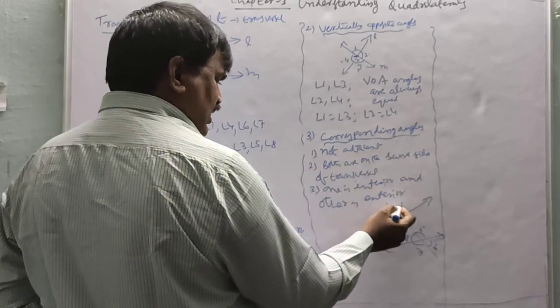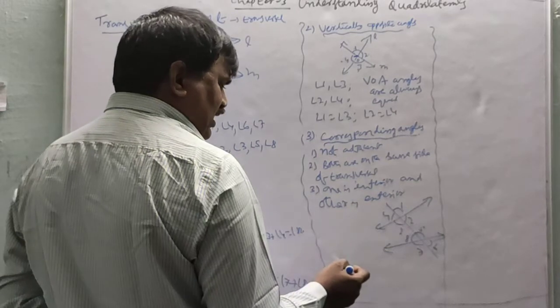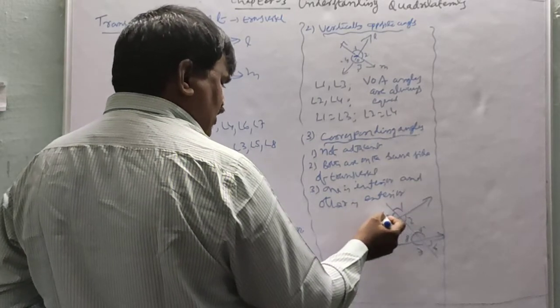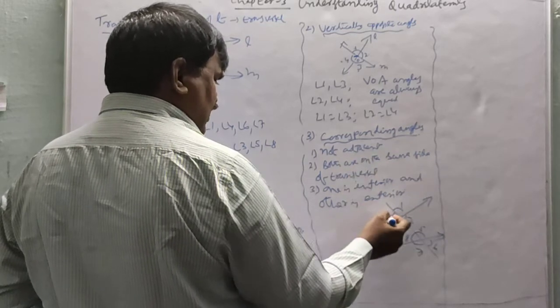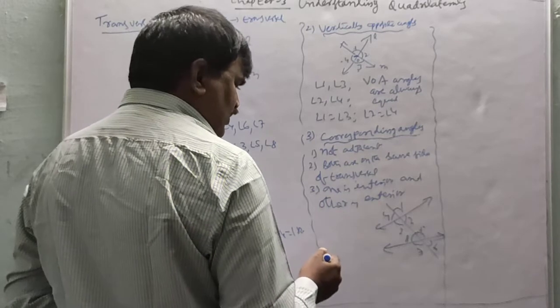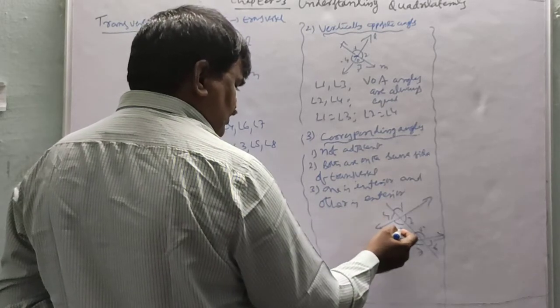Not adjacent, but these two are adjacent. So 1 and 2 cannot be corresponding angles. 1 and 4. Which condition failed? They are not adjacent, but here 1 and 4 are adjacent. First condition failed.